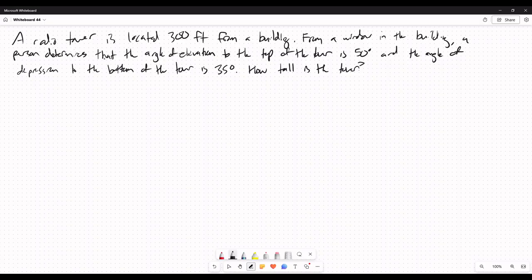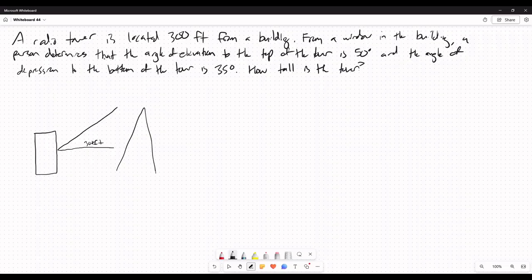Let's start by drawing a picture. So I have my building here, and I have this radio tower. And to the top, it's 300 feet away. And I'm going to draw that 300 feet right here. That might seem weird, but I promise you it's a good idea. We're going to say that's where the window is. So this is 300 feet.